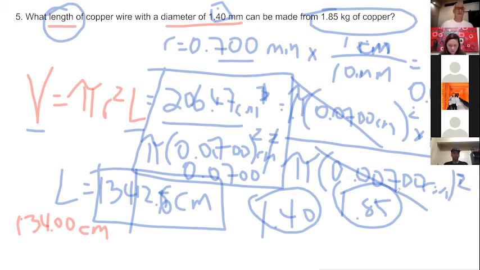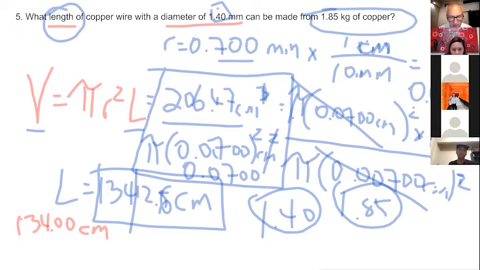So it makes sense though, because if you had that much wire and it weighed almost 1.85 kilograms, that's almost like 4 pounds of wire. That's a lot of wire. So it should be a long length. So any questions about that? Go ahead.